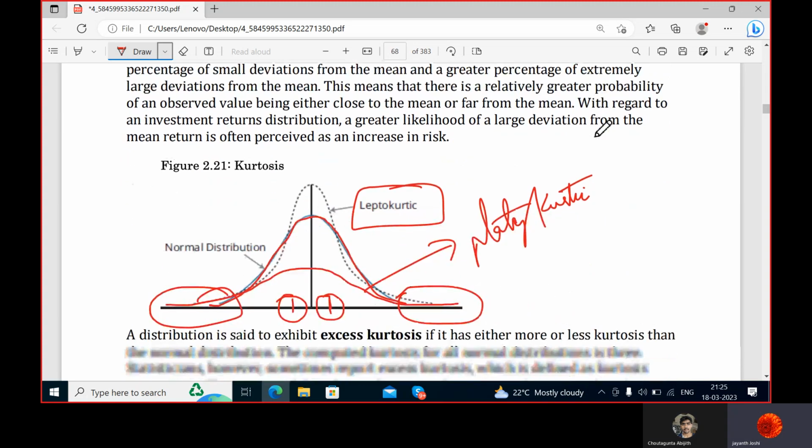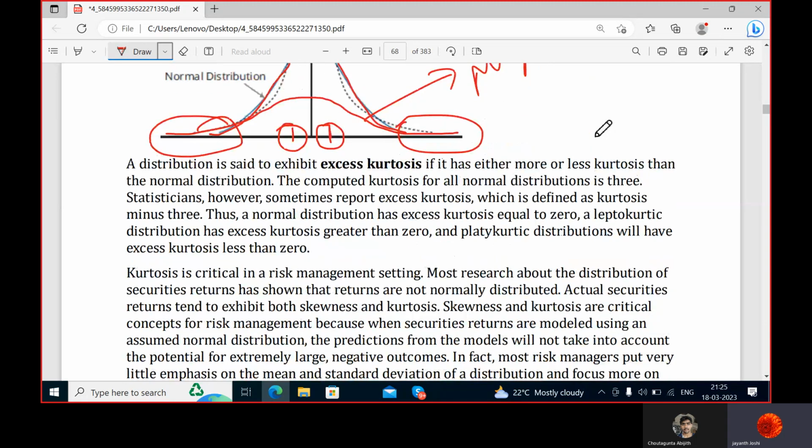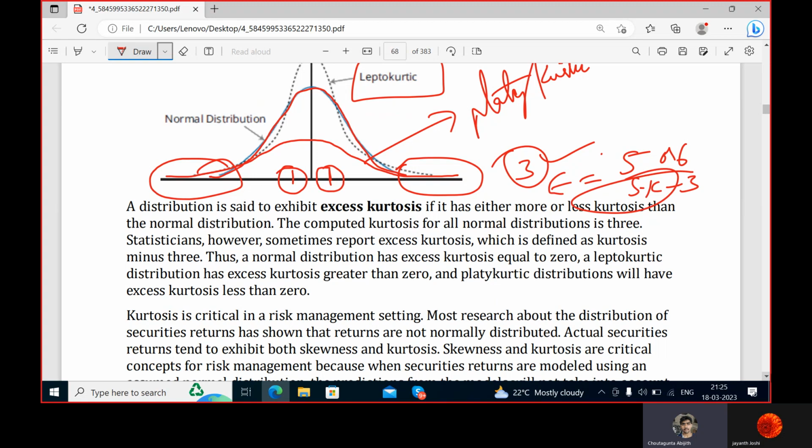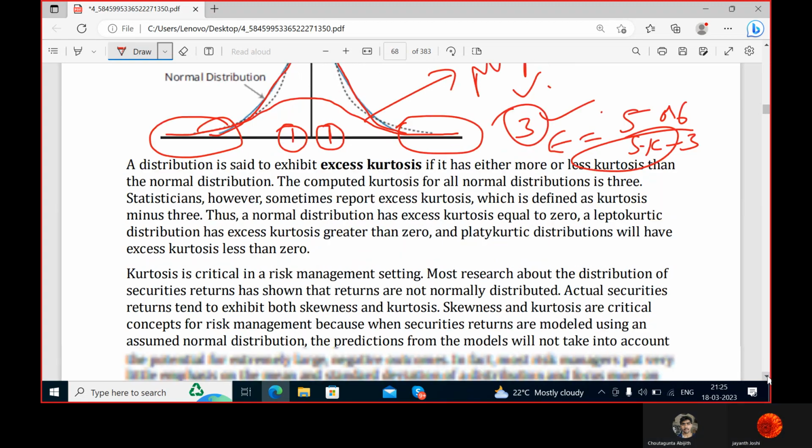Okay, that is done. And let's go for excess kurtosis. Actually, a normal kurtosis should always be 3. That is standard. But if at all your kurtosis is 5 or 6, then you should find out the excess kurtosis. That is nothing but sample kurtosis minus 3. That is excess kurtosis, correct? This is a standard.